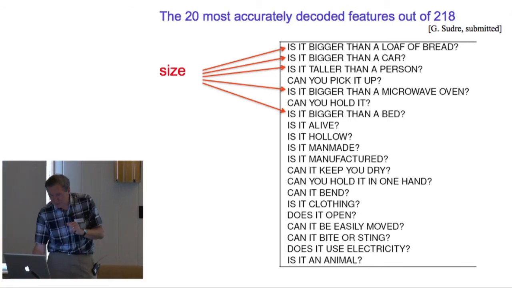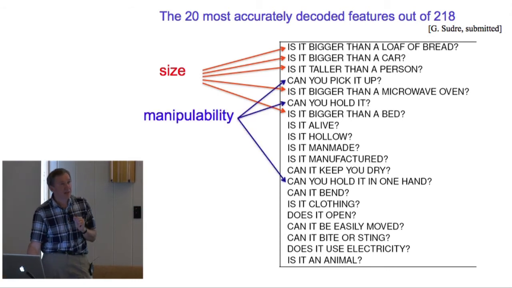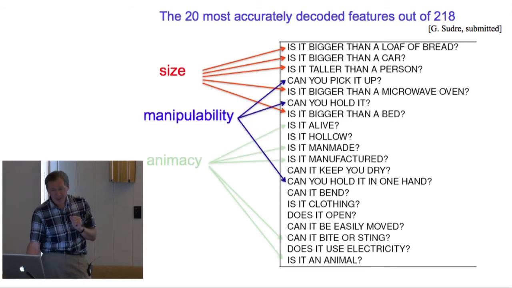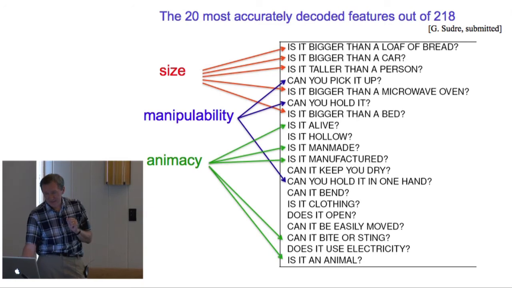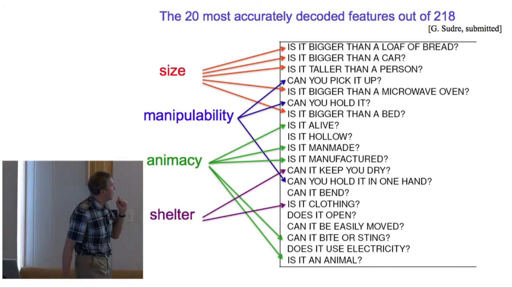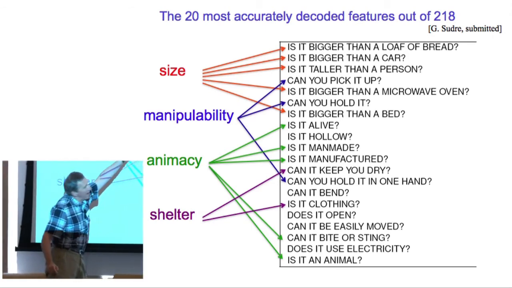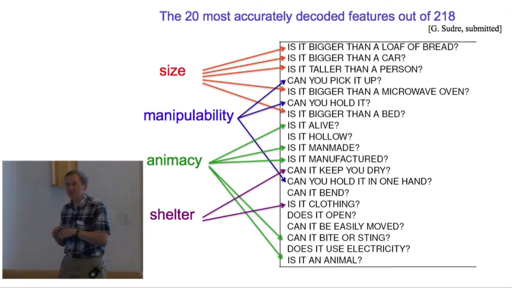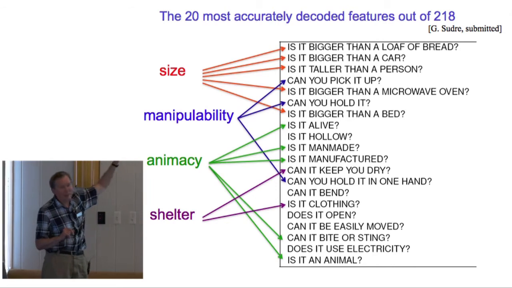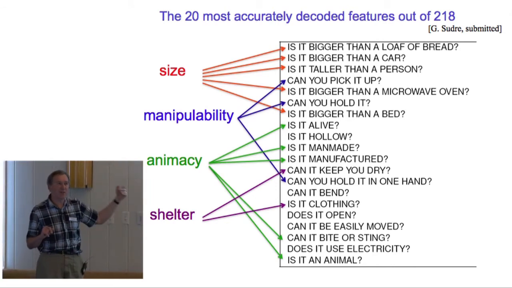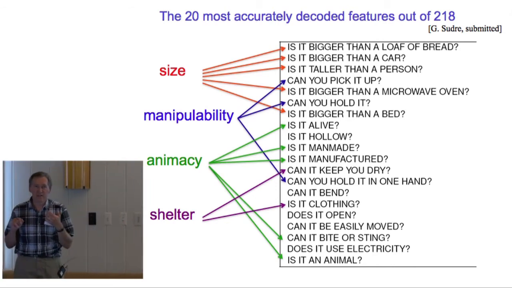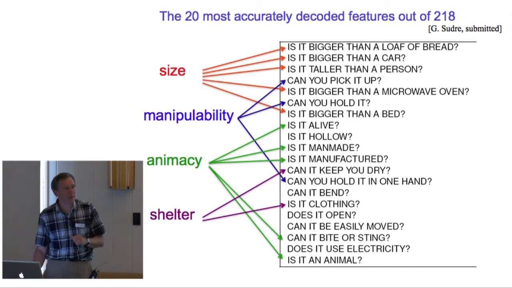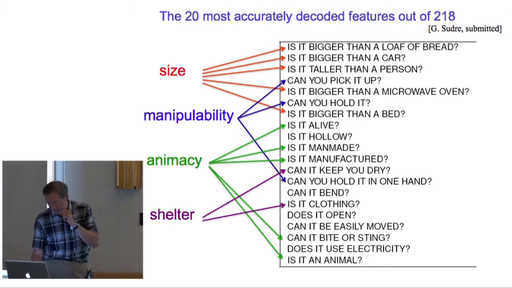That's one theme you see. Another is manipulability. Animacy, is it alive? And maybe shelter. Can it keep you dry? Is it clothing? Does it open, and is it hollow? Might be related to shelter as well. So again, we're seeing these themes emerge in terms of the factors or the components of meaning that are showing up in these decodings.